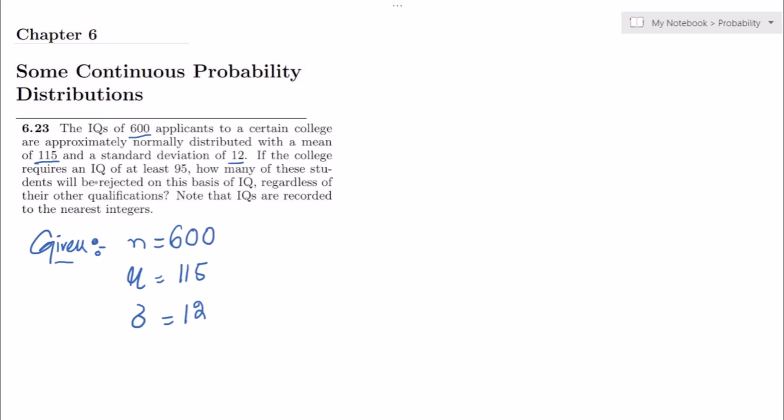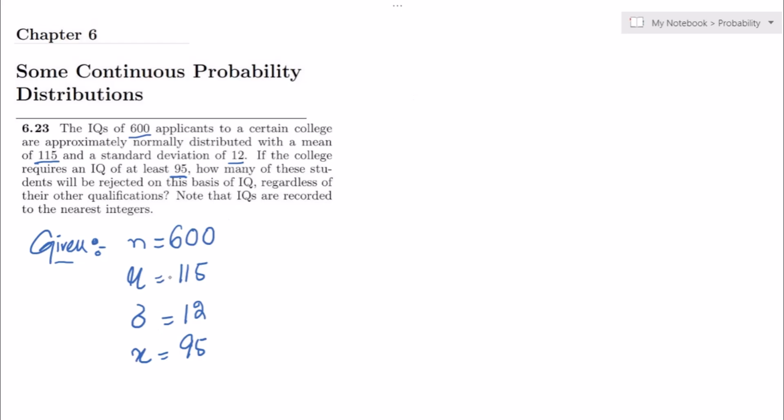If the college requires an IQ of at least 95, how many of these students will be rejected on the basis of IQ regardless of their other qualifications? Note that IQs are recorded to the nearest integers. So here the value of x, which is the threshold, is 95, and we want to find out how many students will be rejected on the basis of this criteria.